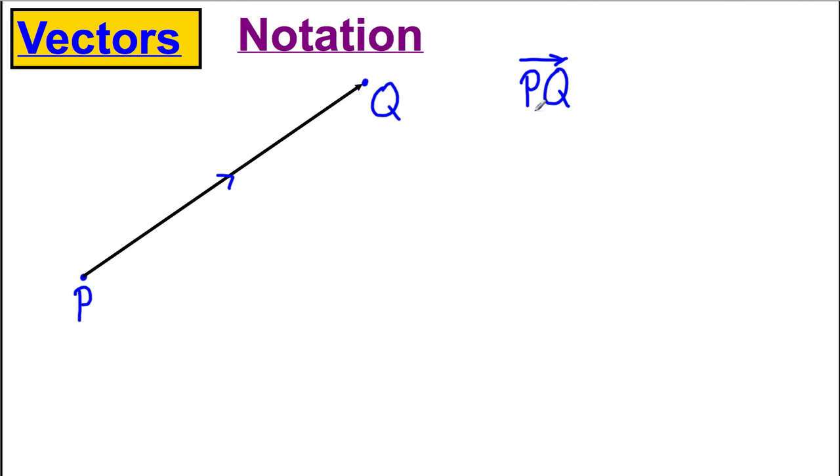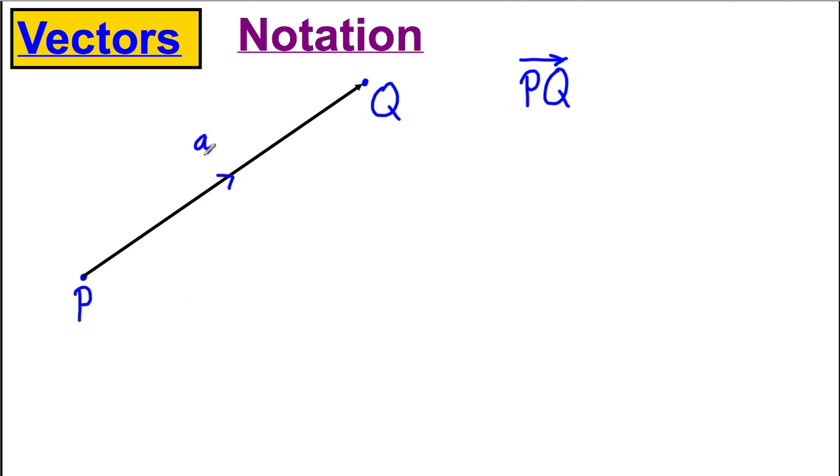However, usually in this course, to save ourselves writing down loads of positions in space, and this could get quite long, what we're going to do is call this vector from P to Q something. And we might call it something like a.